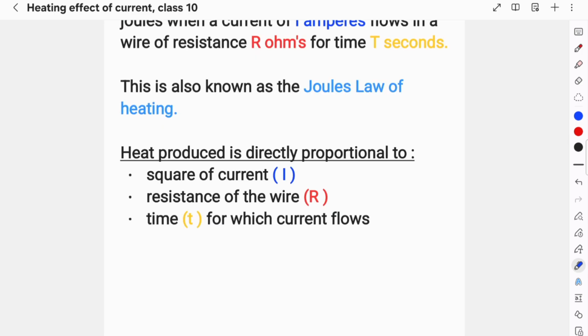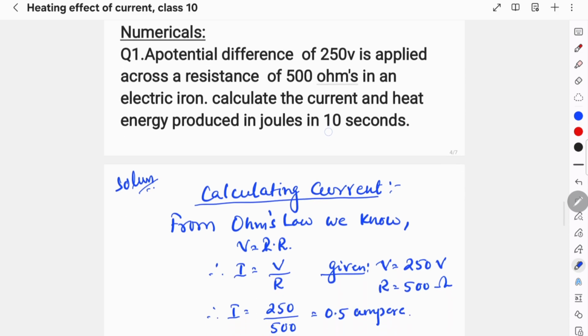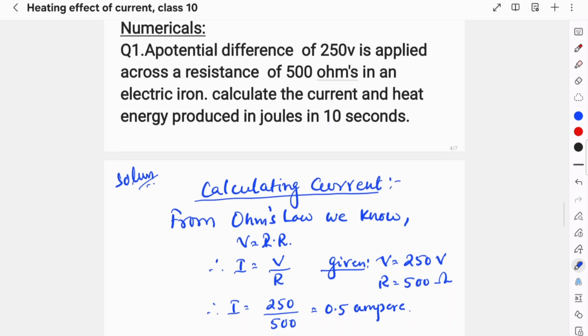Now let's do two numericals to get a better understanding of this topic. The first question says a potential difference of 250 volt is applied across a resistance of 500 ohms in an electric iron. We have to calculate the current and the heat energy produced in joules in 10 seconds.